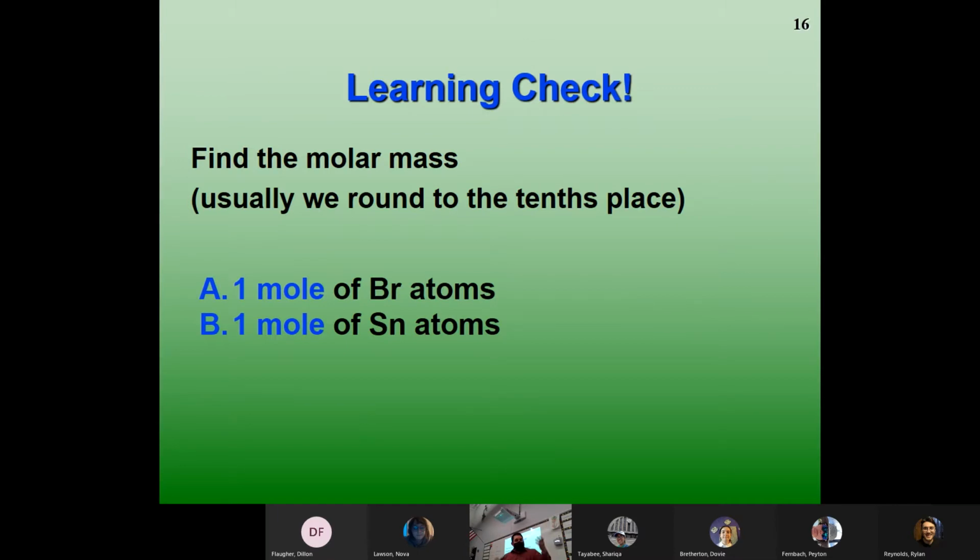So if you look at the periodic table, bromine is 79.9 grams. That is 1 mole of bromine. So if I was doing a reaction and I needed to balance my equation, it said 1 bromine. It's not 1 atom. It's not 1 compound. It is 79.9 grams of that, which is actually quite a bit. So what's 1 mole of Sn, which is tin?